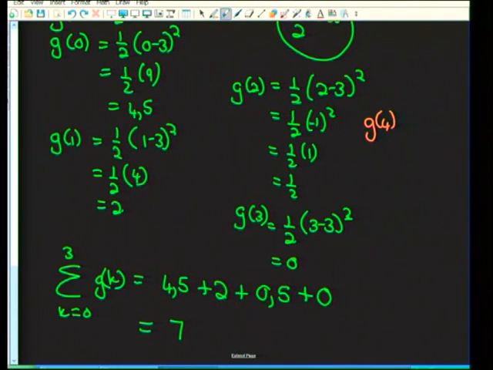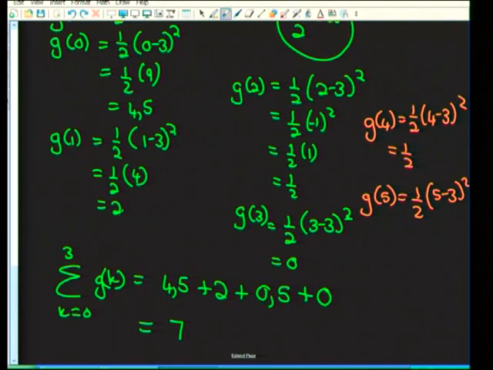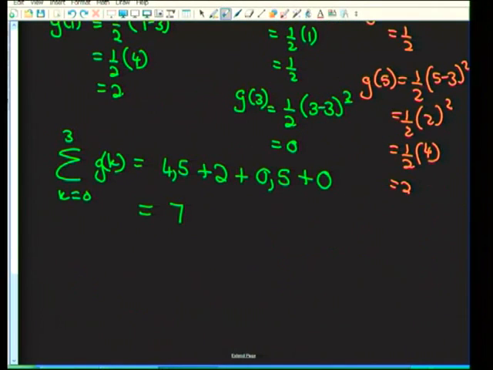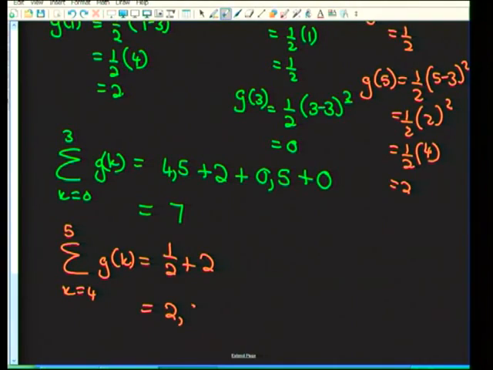So the g of 4 is going to be a half of (4 minus 3) squared, which is equal to a half of 1 squared. So it's going to be a half. And the g of 5 is equal to a half of (5 minus 3) squared, which is a half of 2 squared. 2 squared is 4, and a half of 4 is 2. So before we go there, let's just add in an extra bit here. The sum from k equals 4 to 5 of g of k would be a half plus 2. So it would be 2.5.